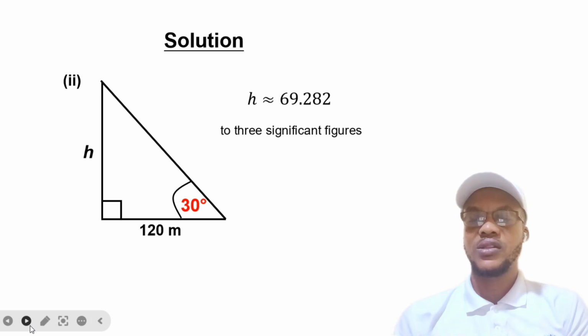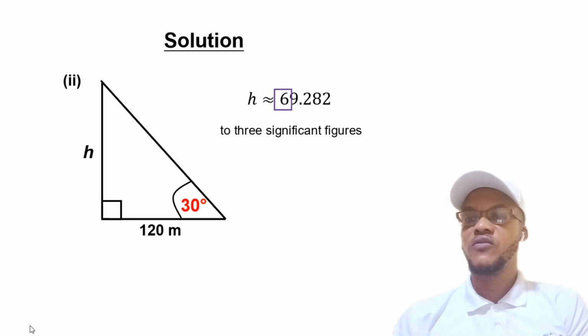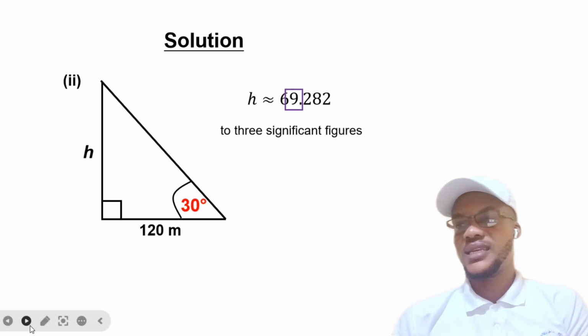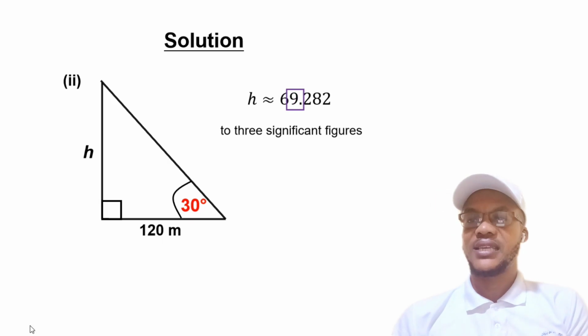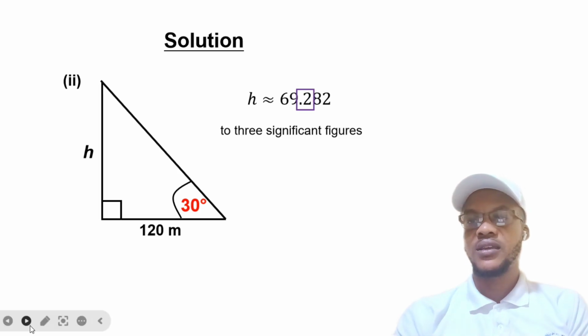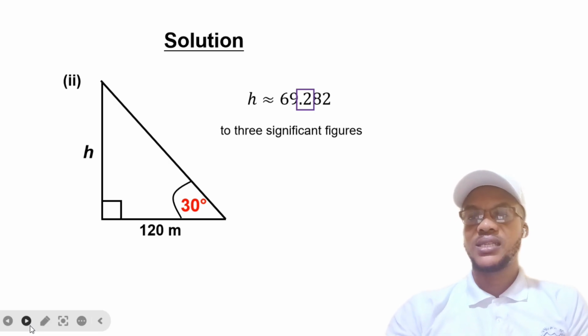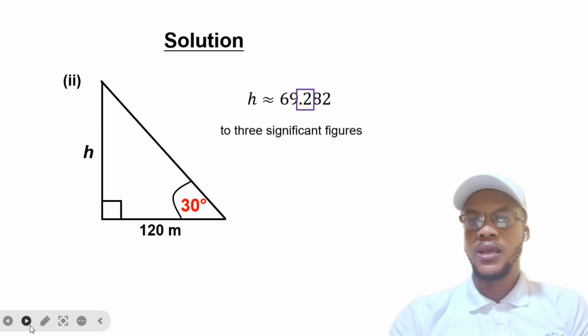So when we are leaving our answer, we start counting from left to right. Okay, so we start from the 6. We count 1. We move to 9, and then we count 2. We move to the next number which is available, and then it is 3. So it means that we have been able to get the 3 numbers. These are the 3 significant figures.